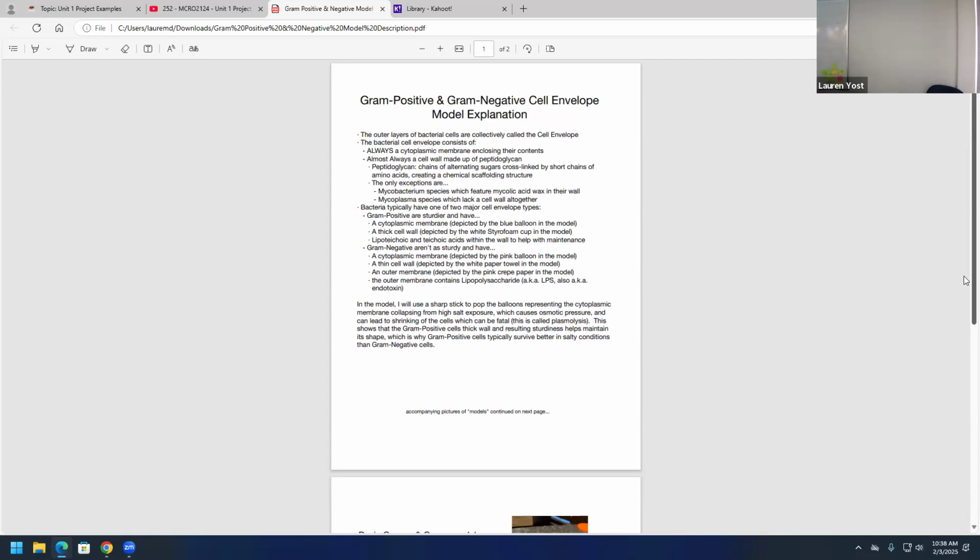And the actual makeup and structure of those cells will kind of dictate how they behave with the gram stain as well.